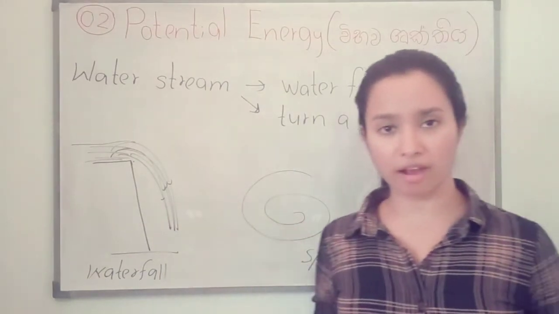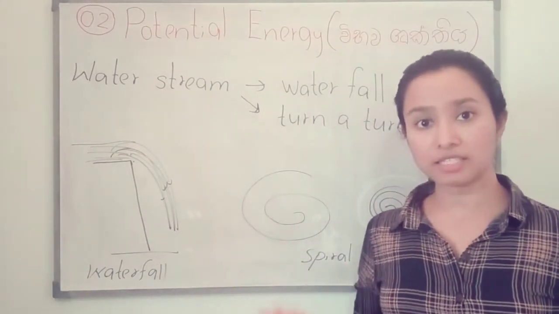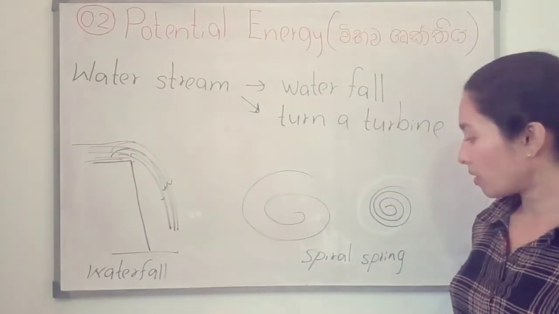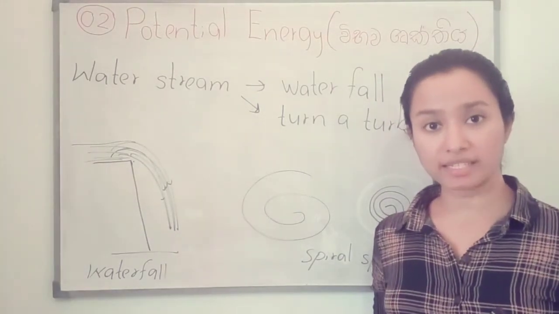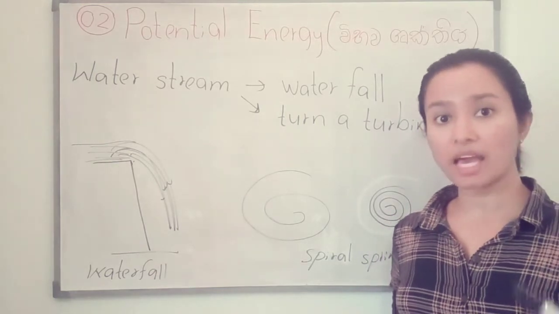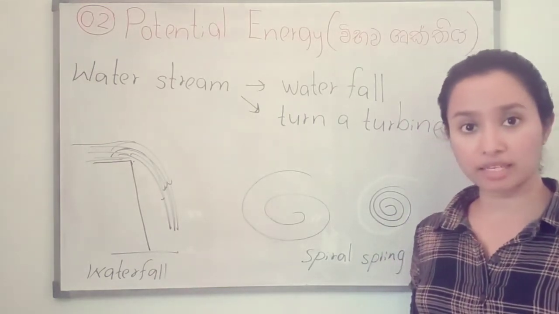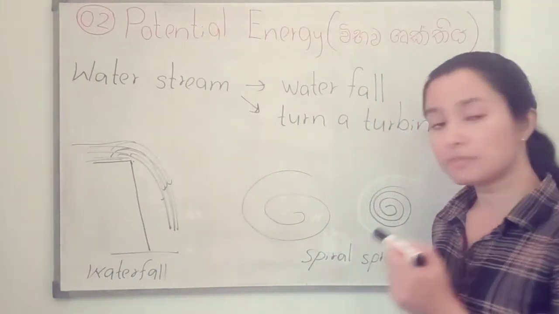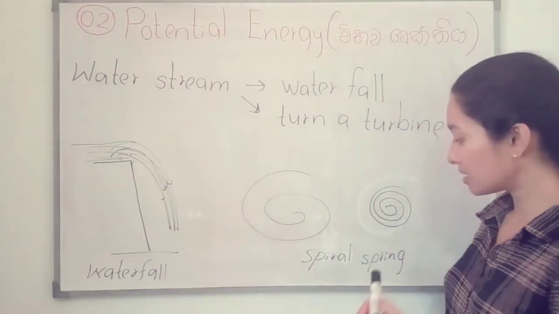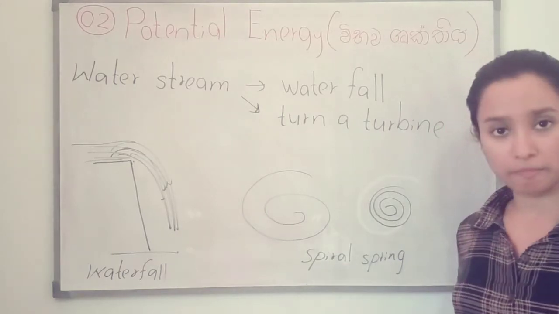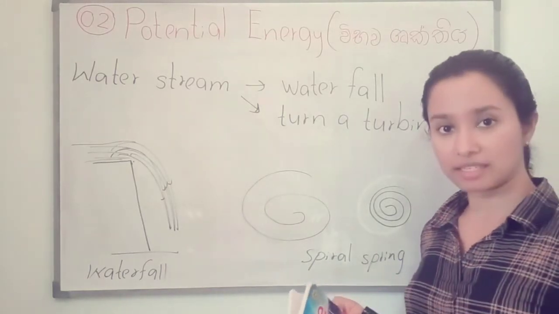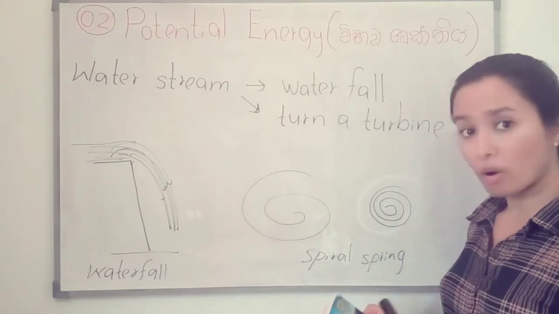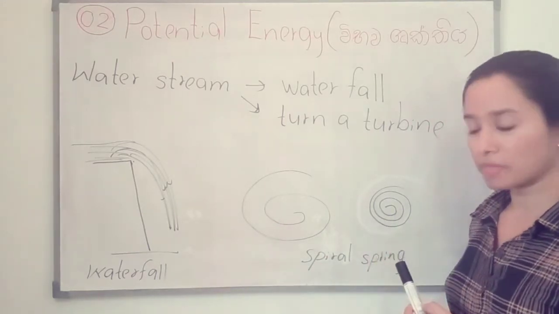Think about a winding toy car. You have seen winding toy cars. In these toy cars we have to wind it for moving. After winding, the car can move. In this winding toy car, there is a spiral spring. When we wind it, some energy is stored in the spiral spring.